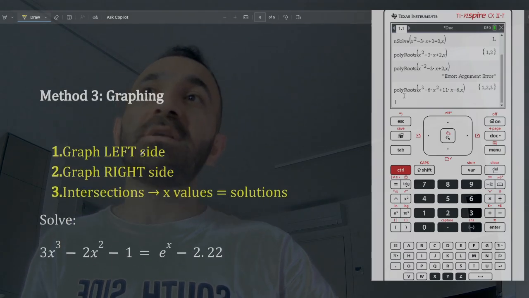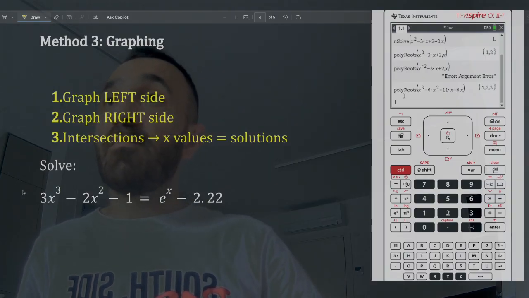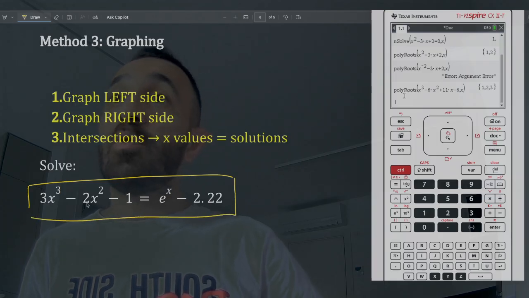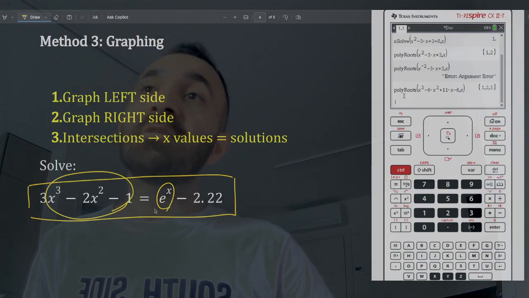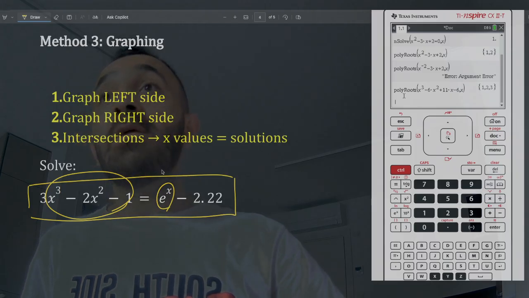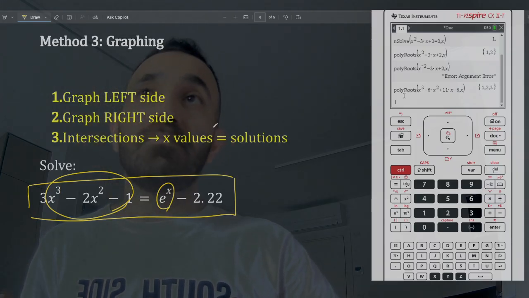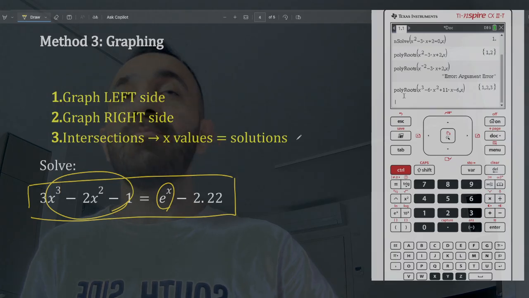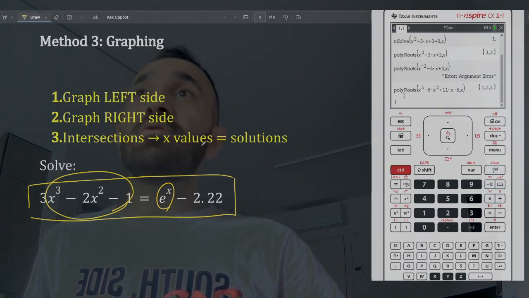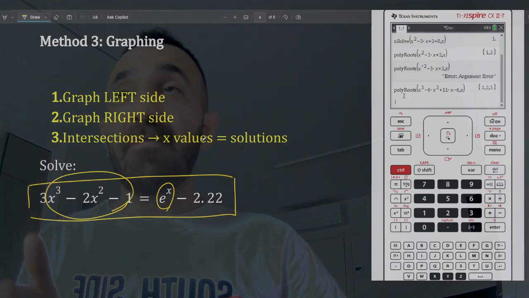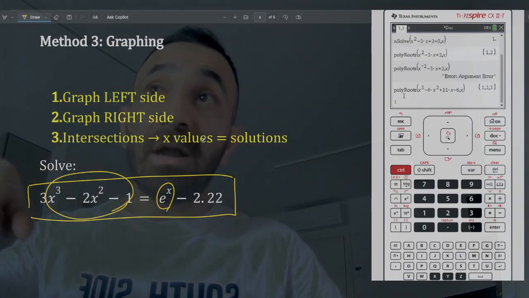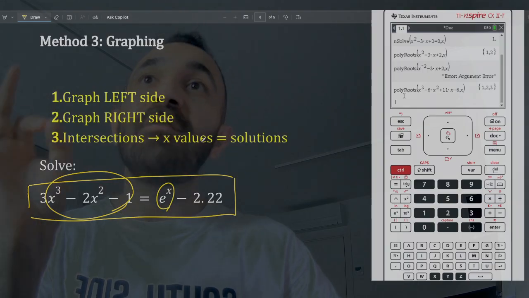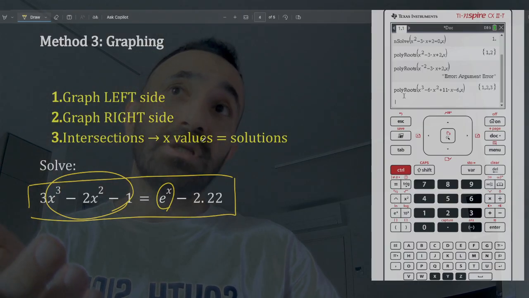So what is the solution, for example, for this equation here? You see that this side is a polynomial expression, but this is not a polynomial expression, okay? So how can I solve this kind of equation? We're going to learn the graphing method, which is the best and always helpful method to solve any equation, okay? So how to use the graphing method? You're going to graph the left side, then graph the right side. You're going to find the intersection points. The x values of the intersection points are the solutions of the equation.